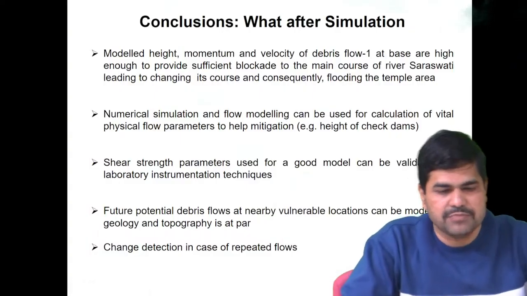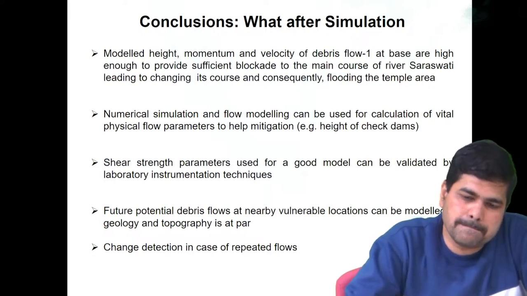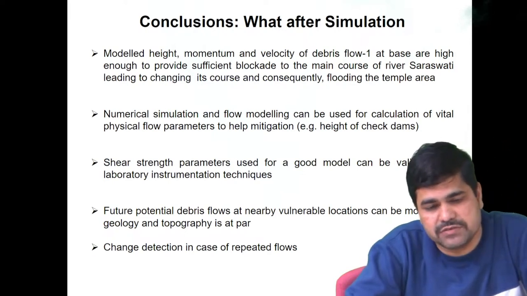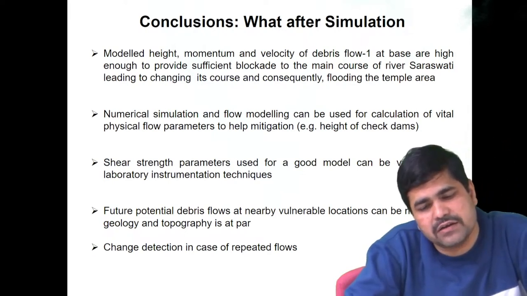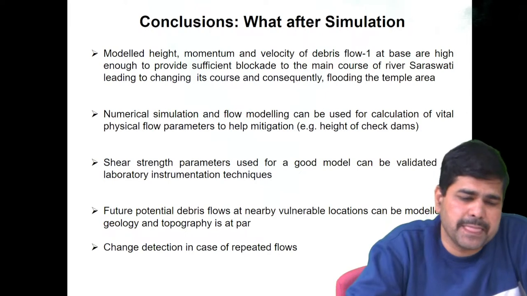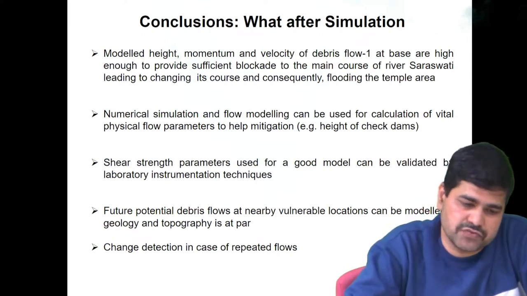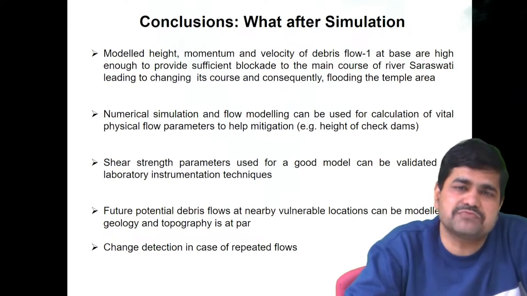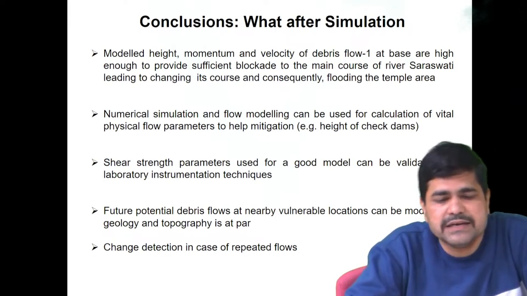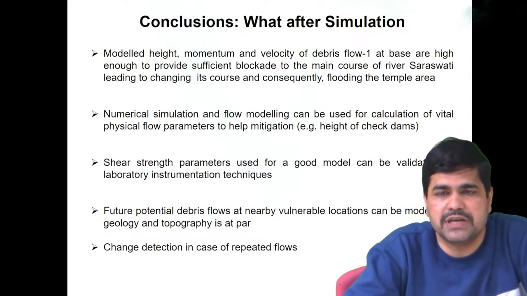Coming to the end of this lecture, we basically conclude and try to understand what happens after simulation. We have seen that the model height, or the momentum, or the velocity in debris flow 1, if you remember in Kedarnath town, was quite high to provide sufficient blockade to the main course of the river. There the river is Saraswati. It is basically Mandakini, but upstream we call it Saraswati, and that led to a change in its course, and consequently flooding happened in the temple area.